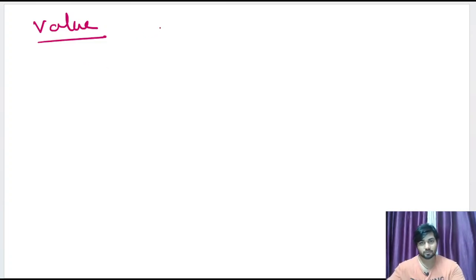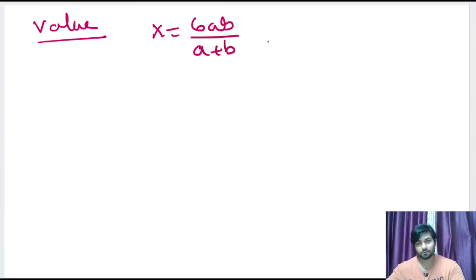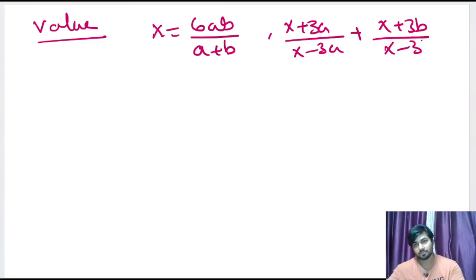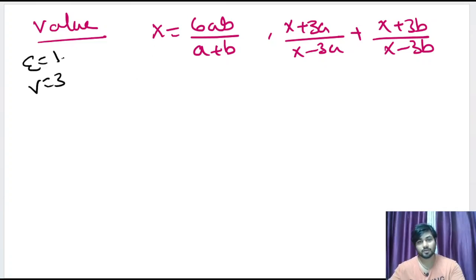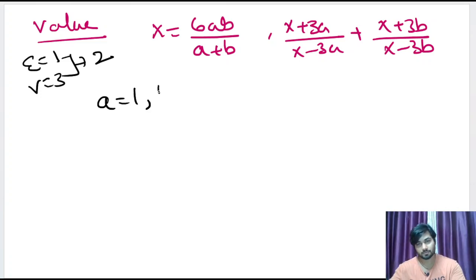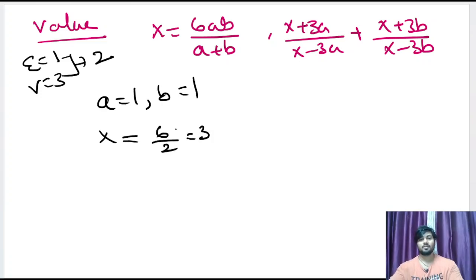So what is your question? The question is x is equal to 6ab upon a plus b, and I need to find x plus 3a upon x minus 3a plus x plus 3b upon x minus 3b, right? Now see, how many equations are there? Equation is 1, variable is 3. So how many values can be taken by us on our own? 2. So let's take a is equal to 1 and b is equal to 1. What we'll have? We'll have x is equal to 6 upon 2, that is 3, right? And we just need to put this value of x into the expression that we need to find.